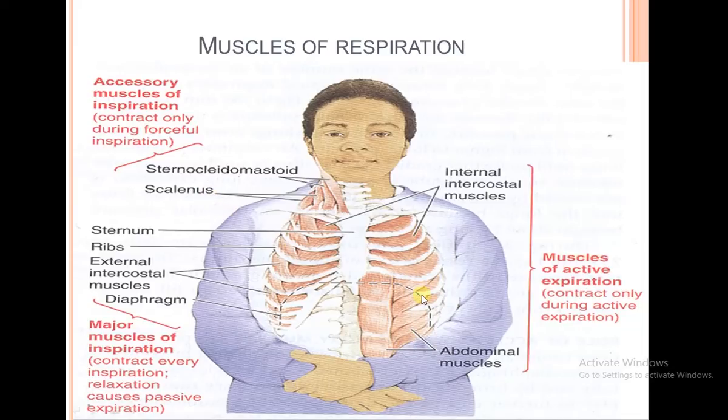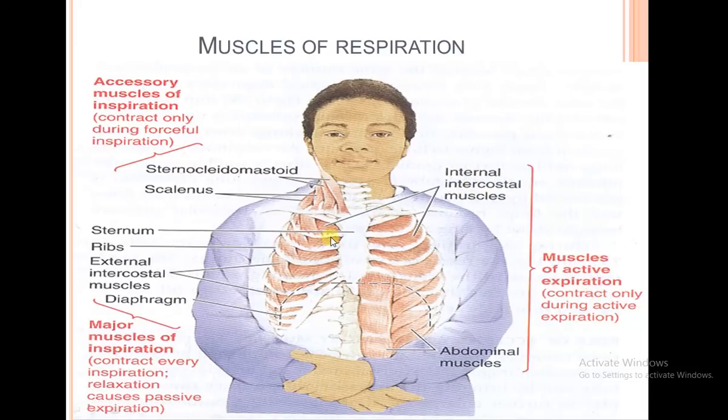All of you must know that during quiet expiration, or you can say during quiet breathing, expiration is a passive process. That is, it does not involve the active contraction of the muscles. Instead, there is just elastic recoil of the lungs during quiet expiration, and air is exhaled out of the lungs. However, during forceful respiration, the process of expiration also becomes active, which means it requires muscle contraction. So muscles of active expiration include the internal intercostal muscles.